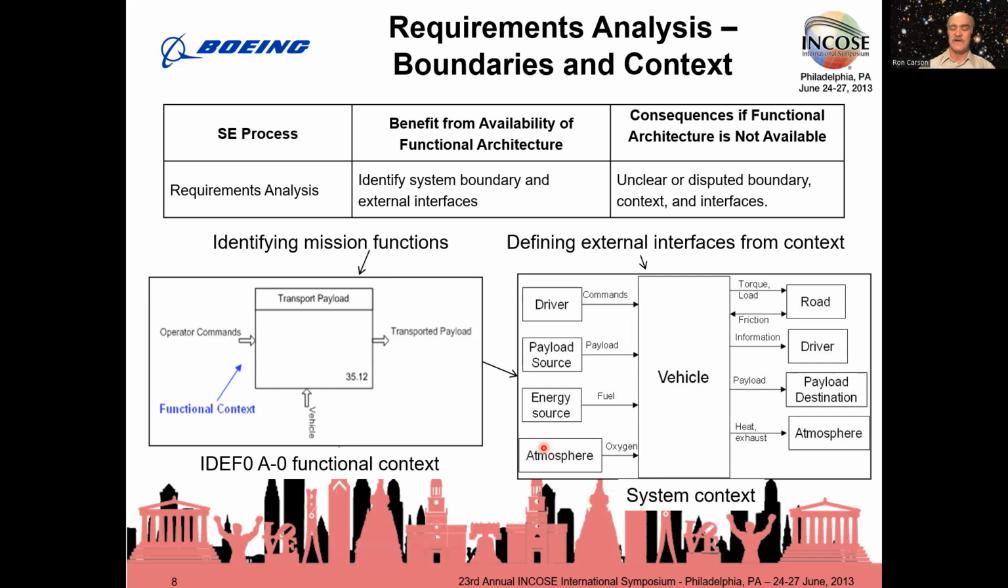Another key feature of having a functional architecture is it enables us to be clear about the system boundary and the external interfaces, moving from a functional context. This is the IDEF 0, A-0 diagram, which is focused on functionality. What are the key inputs? What's the key output related to the mission? What's the allocation? What's the function?